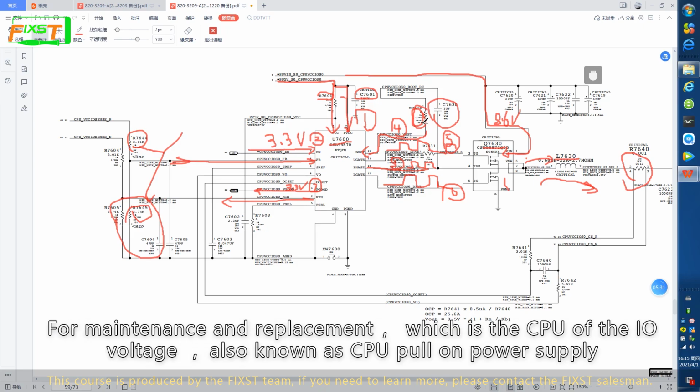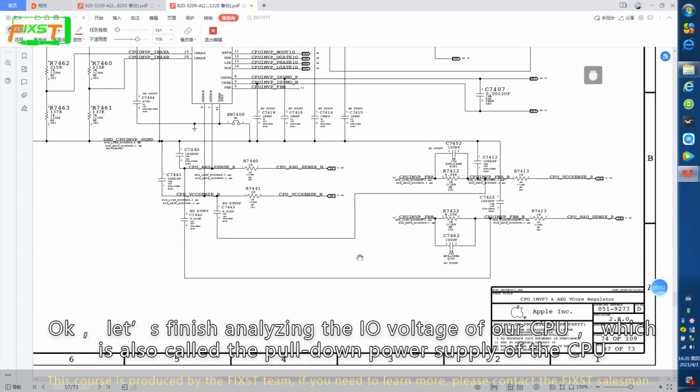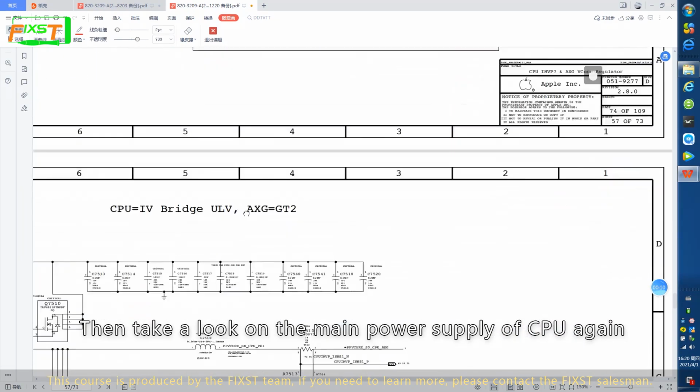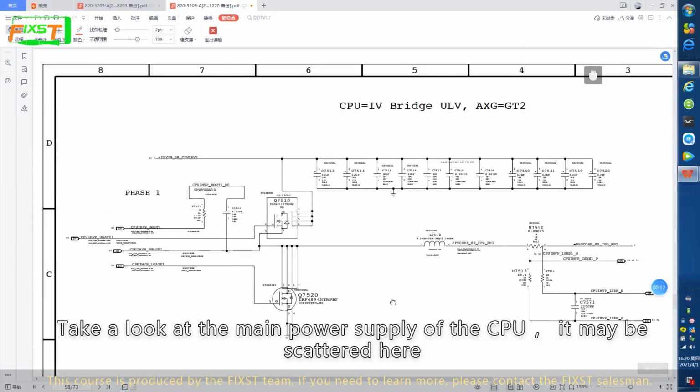For maintenance and replacement, this is the CPU I/O voltage, also known as the CPU pull-up power supply. Okay, let's finish analyzing the I/O voltage of the CPU, which is also called the pull-up power supply of the CPU. Then take a look at the main power supply of the CPU again.